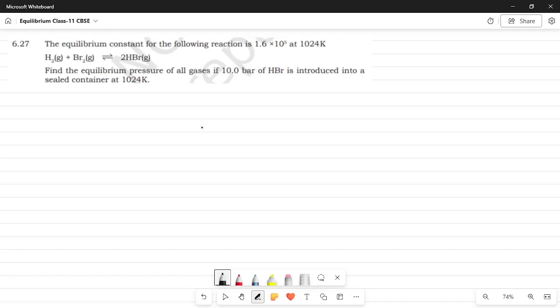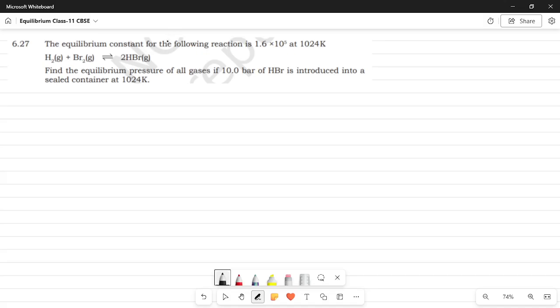In this video, we are going to be discussing the exercise problem related to the chapter equilibrium. So it's basically class 11. We're talking about 6.27. Definitely let me know if you have a specific concept or an NCERT question that you need help with, and I will for sure try and help you with the same.